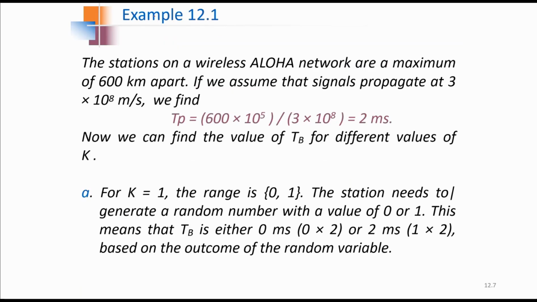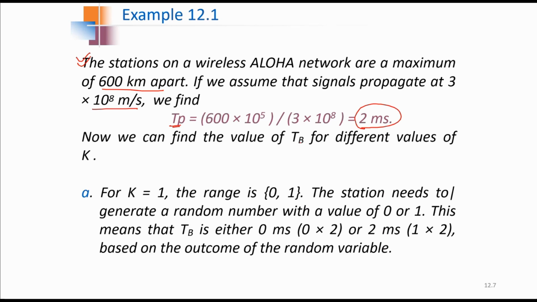Here an example is given. If stations on a wireless Aloha network are a maximum of 600 kilometers apart, and we assume the signal propagates at this speed, then we can find TP, the propagation time. This is the distance and this is the speed. Time is distance divided by velocity, which gives 2 milliseconds. So 2 milliseconds is the propagation time of the data.